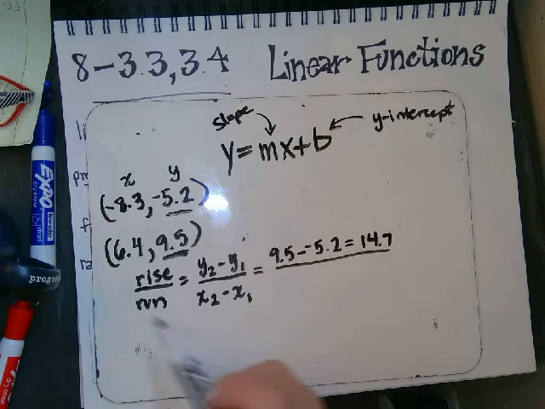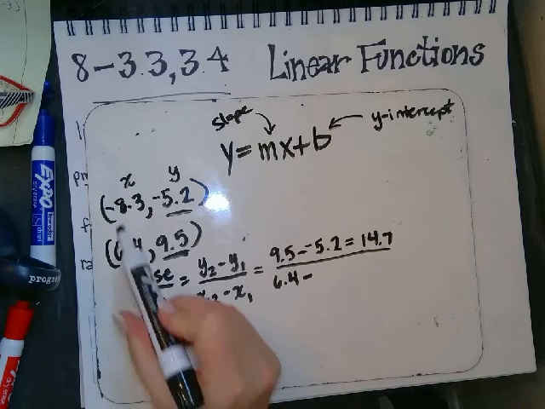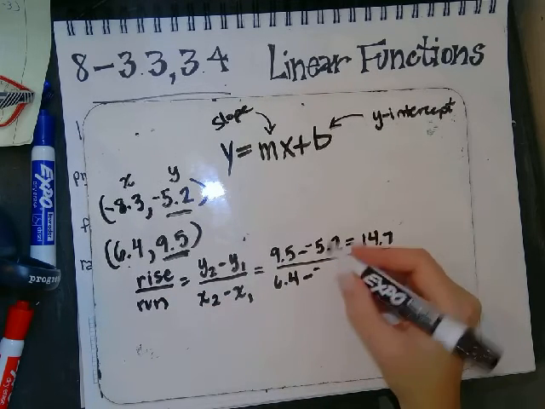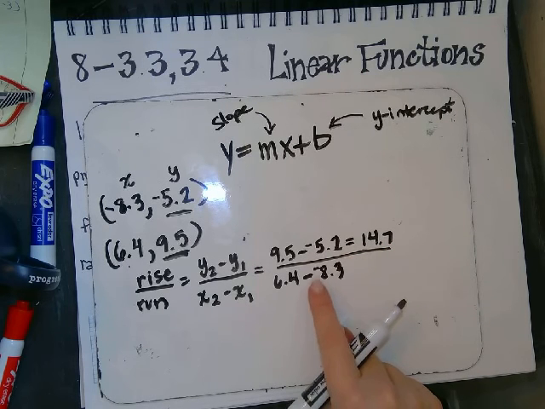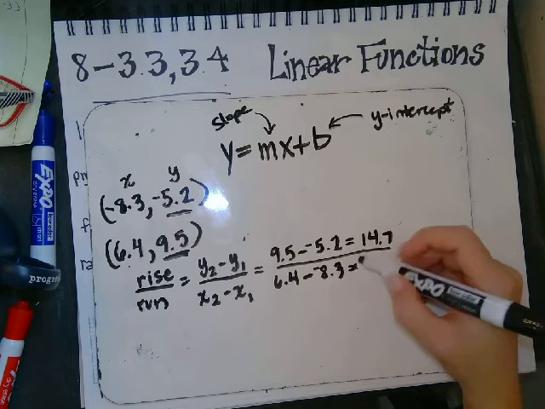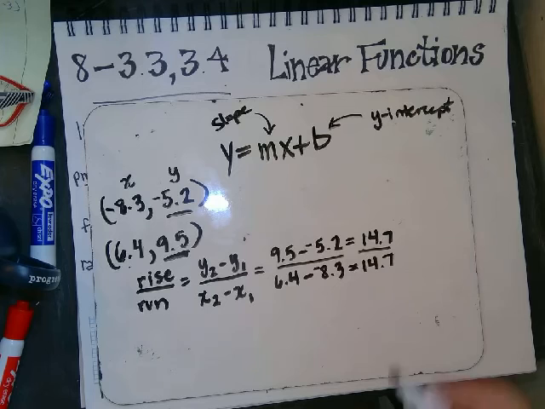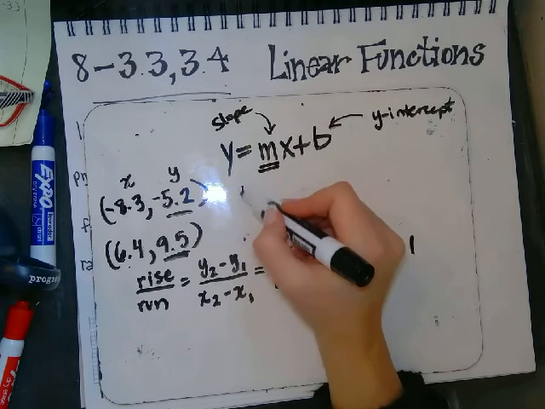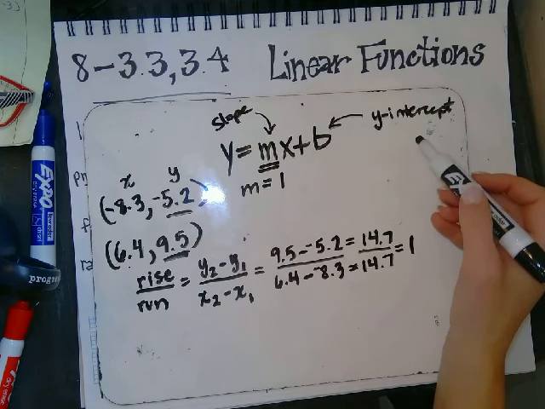Now I'm going to find the run. This is my x2 over my x1. Here's my x2, 6.4. And that's because this is my x coordinate. And then I'm going to subtract my x1, my other x coordinate, and again, I have a situation where I'm subtracting a negative, which is just like adding. And so I'm going to go ahead and add those and check that out. I get 14 and 7/10 over 14 and 7/10, which I know is equal to 1. So I know my m right here, my slope, is 1. That's my rate of change, or my y rise over run.